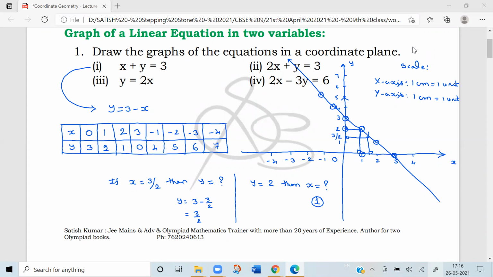Remember, after plotting the axes, you need to write the scale also. On the x-axis, how many centimeters equal to how many units. It is not necessary that you always take 1, 2, 3, 4. You can even take 2, 4, 6, 8 also, depending on the values.